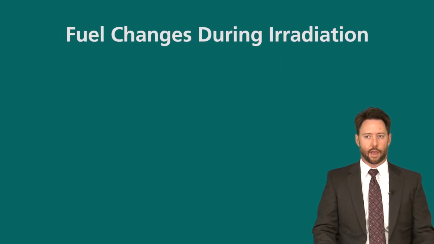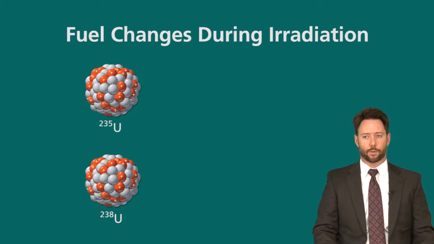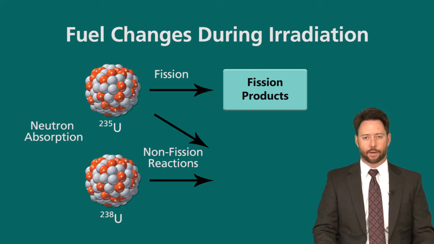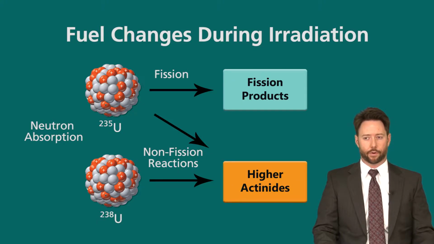So let's take a look at the fuel changes that occur during irradiation. If it's uranium fuel, you start with U-235 and U-238, and you have a neutron absorption. Then, if it's U-235, you can have a fission, which produces fission products. However, you can also have non-fission reactions that produce higher actinides than both the U-235 and U-238. So let's take a closer look at that.